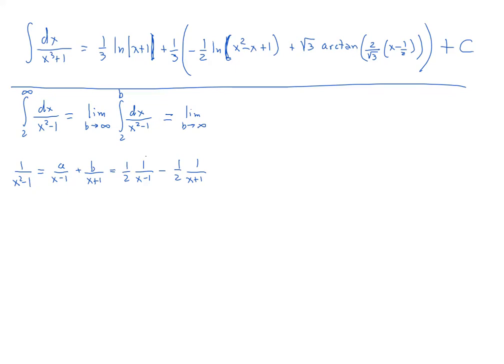You can find it by doing two substitutions. So this will be 1/2 ln of absolute value of x minus 1 minus 1/2 ln of absolute value of x plus 1. And you want to go from 2 to b. And what are you going to get this way?